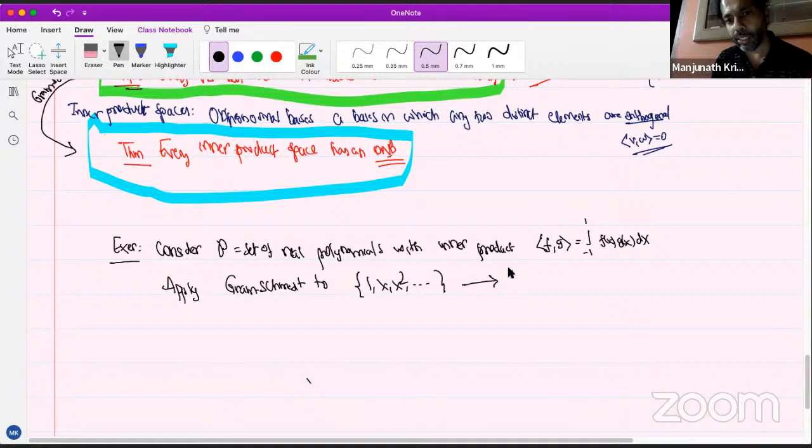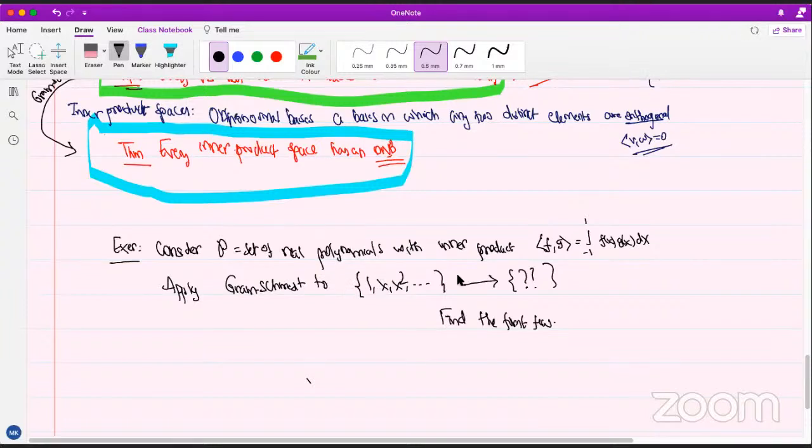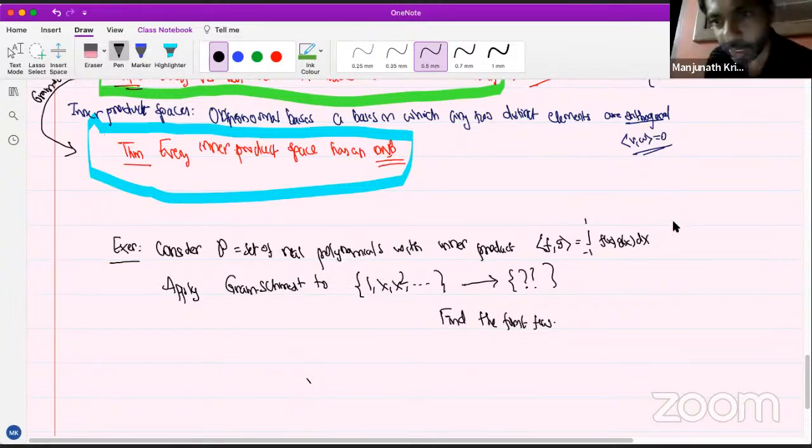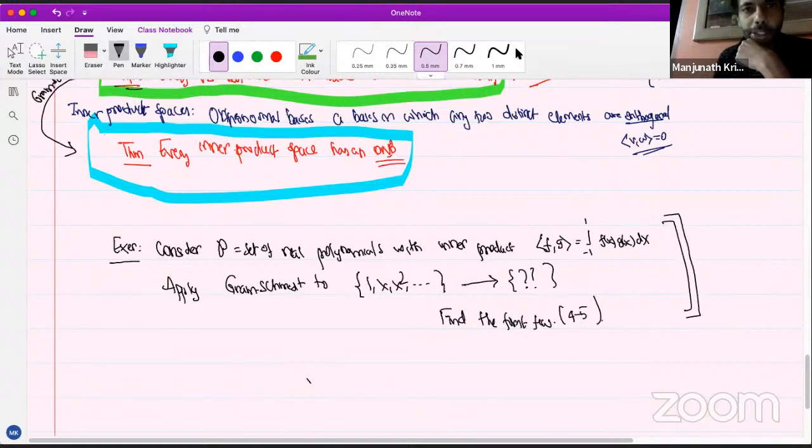So what do you get here? You won't be able to find all of them. Find the first few. You apply Gram-Schmidt to this. It's a good exercise to learn what Gram-Schmidt is actually doing. This is not an orthonormal basis, you will find, but suppose you try to apply Gram-Schmidt, what do you get? When I say find the first few, maybe 4 or 5 of them. Okay, I will stop here.